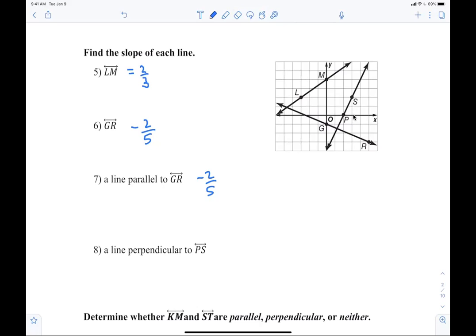And what's the slope of the line perpendicular to PS? So we have to figure out what PS is now, right? So what's the slope of PS? 2. So the slope of the perpendicular would be -1/2. You guys, that should be easy. What they want you to understand is that if something is parallel, it has the same slope, and if something is perpendicular, it has the negative reciprocal. You with me? The slope is 2.